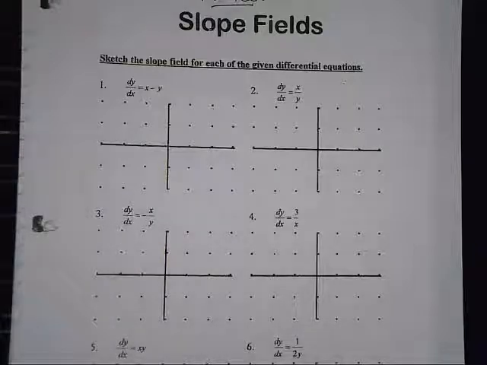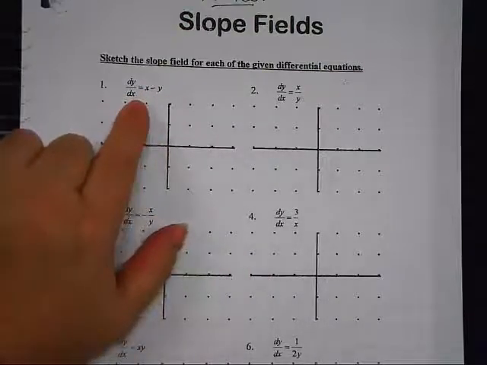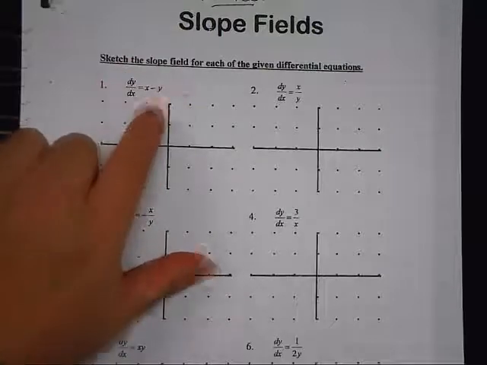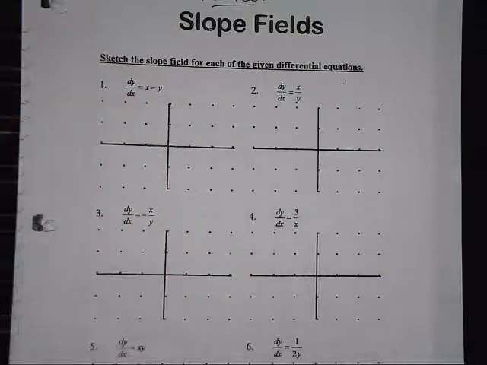Today we are talking about what is called a slope field. A slope field is the graph of a derivative, a graph of a differential equation. Now, when you graph y equals 2x plus 3, does your graph go through every single point on the paper? No, it only goes through the points that satisfy it.